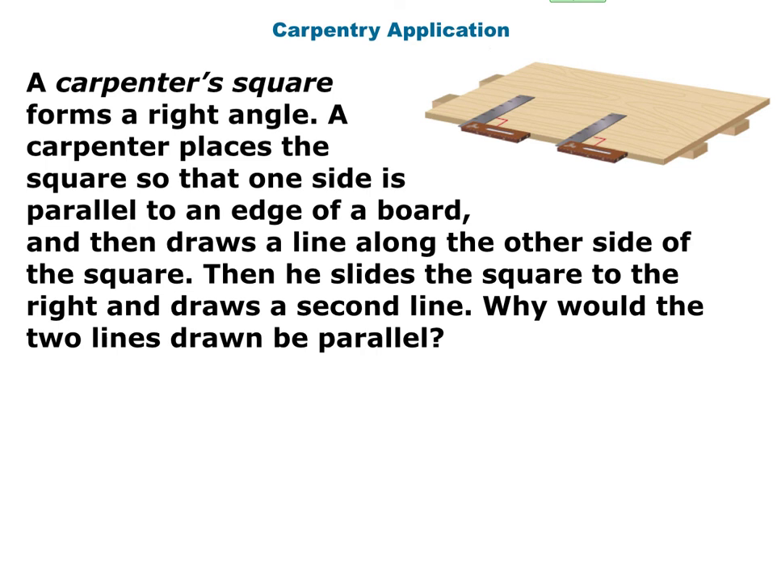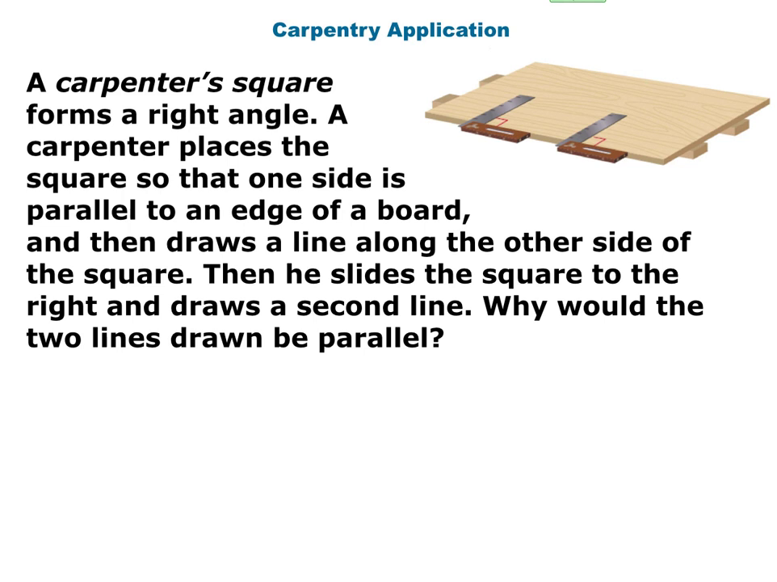We have a carpenter's square that forms a right angle. It's this device. The carpenter places the square so one side's parallel to the edge of the board, draws a line along the other side, slides it, draws a second line. So what theorem supports that the two lines that were drawn end up parallel?